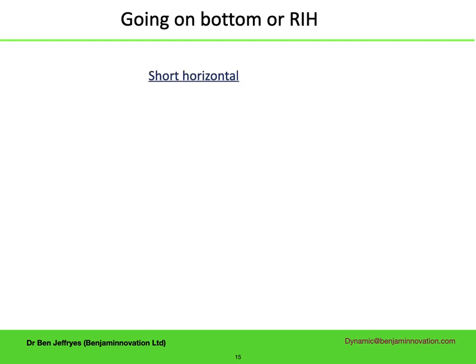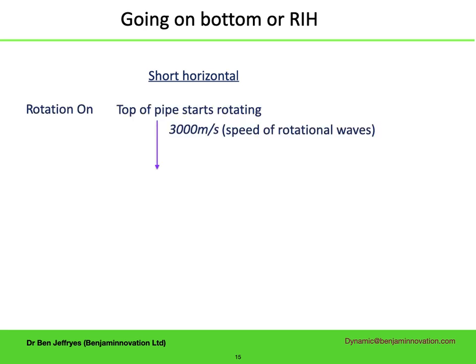Let's see how this can be a problem. Consider the sequence of events when restarting drilling after a connection, or when rotating into hole. First, the case of a short horizontal section. Rotation starts, so the top of the pipe starts rotating, and a rotational wave starts down the vertical section of the well at about 3,000 meters per second. Then, the driller starts moving the block down, and the top of the pipe starts moving down. Now that the rotational wave is in the horizontal section, the point of first motion is now moving at about 1,000 meters per second in the horizontal.